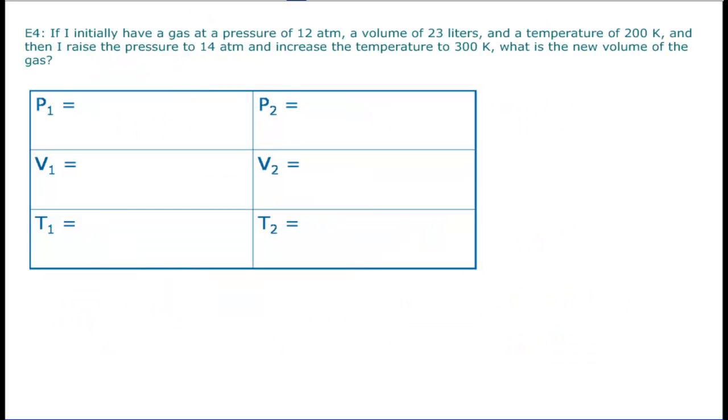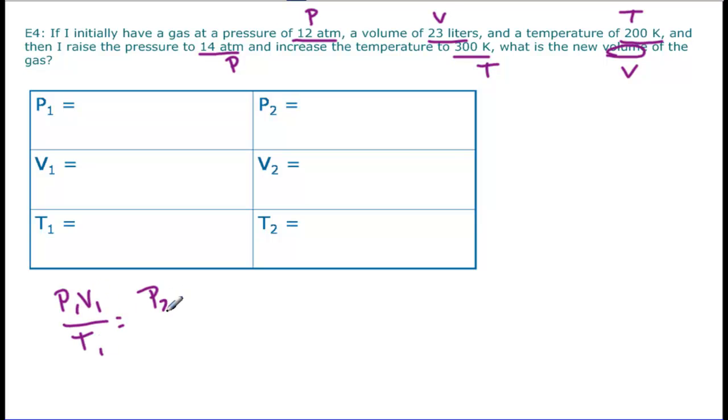Now let's look at an example where nothing is constant. We initially have a gas at a pressure of 12 ATM, a volume of 23 liters, and a temperature of 200 Kelvin. I raise the pressure to 14 ATM, increase the temperature to 300 Kelvin. What is the new volume? So ATM is pressure, liters is volume, Kelvin is temperature. We have another ATM, pressure, another Kelvin, temperature. We're looking for volume. So we know that P1, V1, T1 is going to be our formula.